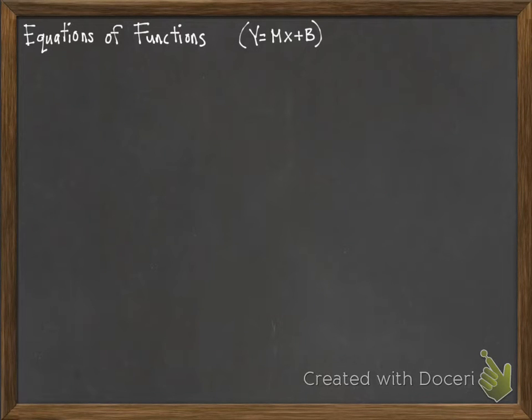This lesson is about writing the equations of functions. Specifically, we're going to look at linear functions that use the formula y equals mx plus b, where m represents the slope or rate of change, and b represents the y-intercept. There are two different kinds of linear functions we're going to look at.